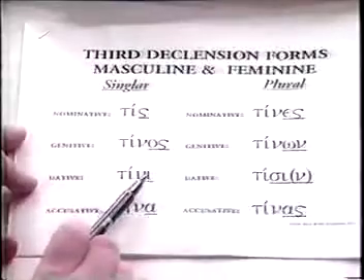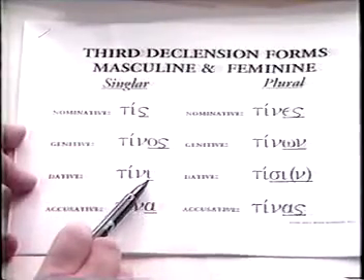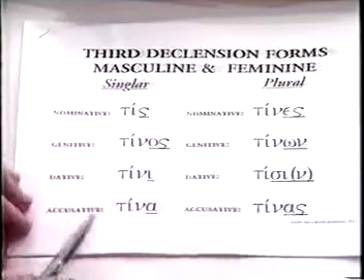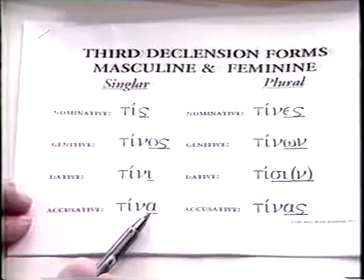Now let's look at the singular dative. Here is our stem, tin. And in the third declension, the singular dative ending is alpha iota. In the accusative, here is our stem, tin. And the singular accusative is the ending alpha.